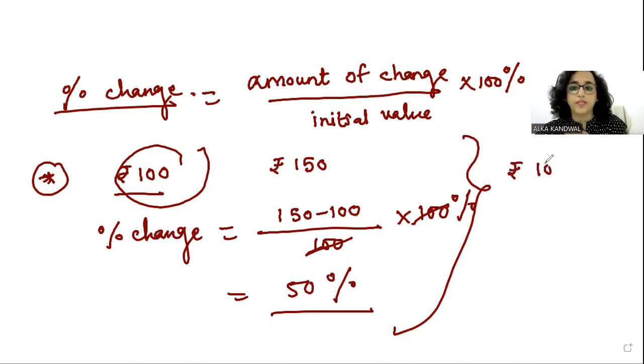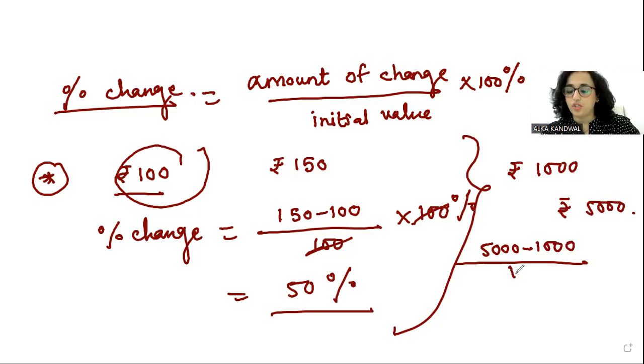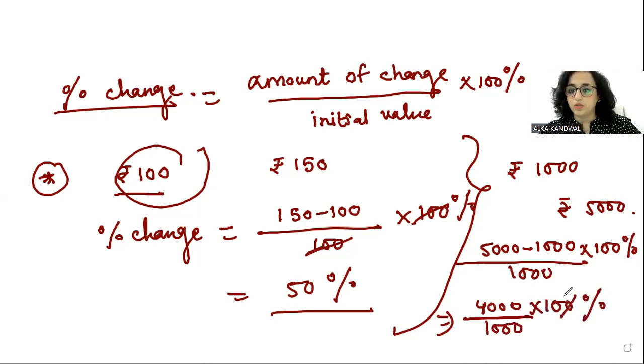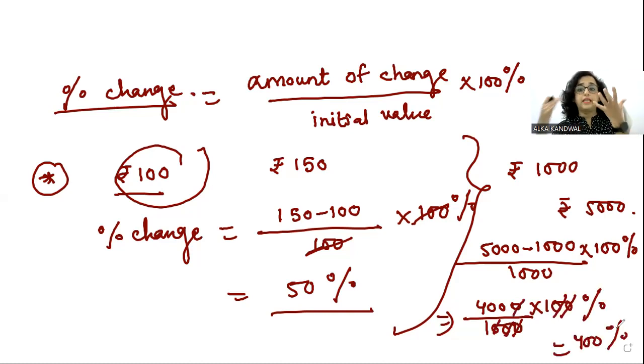Many of the children get confused. For example, I tell you the price is rupees 1000, and the price increased to 5000. Let us calculate the change. 5000 minus 1000 by the initial price into 100%. So 5000 minus 1000 कितना आ जाएगा? 4000. 4000 by 1000 into 100%. So here we go. 0 0 gone, 0 0 gone, 0 0 gone. तो कितना आंसर आया? 400% change in the increase in the price. Are you understanding the logic behind it? सो ये है एक इंपॉर्टेंट थिंग.